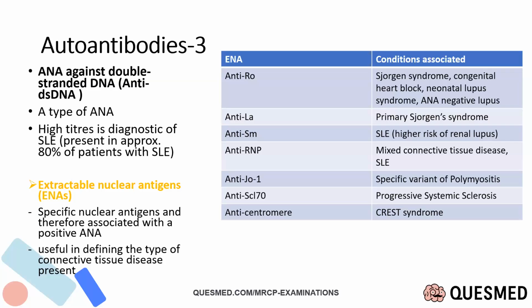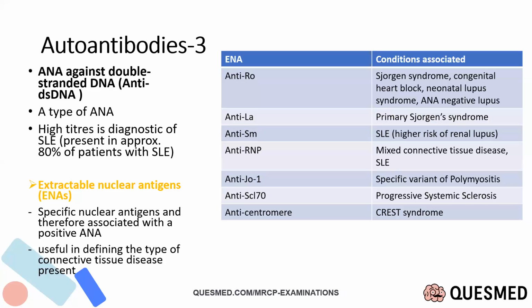And you also have your extractable nuclear antigens, ENAs, which are a specific type of ANA. And you have all these different types. So anti-Ro and anti-La, think of Sjogren's, so those two together. And you also get anti-Ro in neonatal lupus. Then you've got anti-Smith, which you often see in lupus as well. And people with that often get lupus nephritis. You've got your anti-RNP, which is associated with mixed connective tissue disease most commonly, but also lupus. And you've got your anti-Jo1, which is associated with myositis.